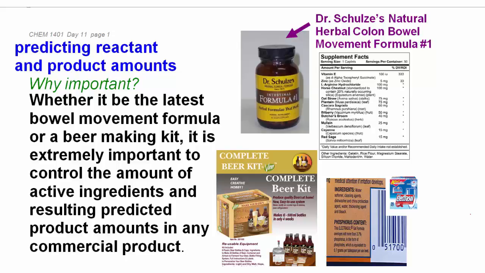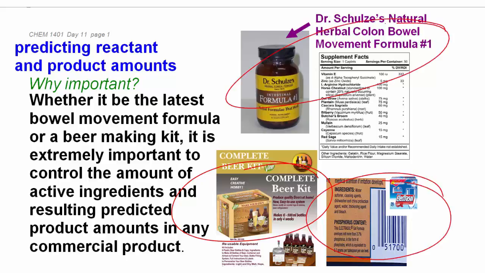Predicting reactant and product amounts. Now this is all theoretical, but it's really useful because you could be the guy who is making a beer kit or cleaning supplies or a colon bowel movement product. The point is that these commercial products out on the marketplace have a lot of different ingredients, a lot of different reactants. Well, what if one of those reactants is really expensive?